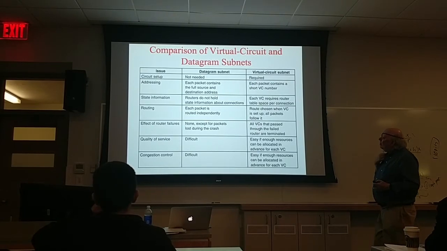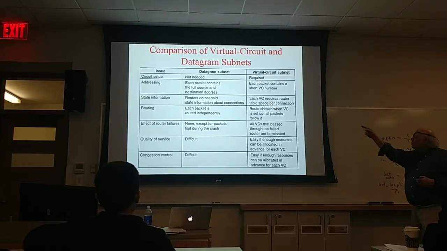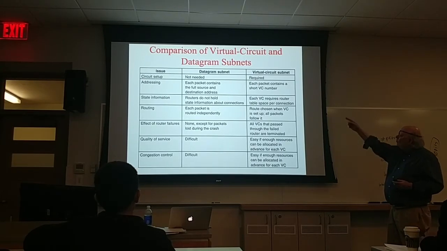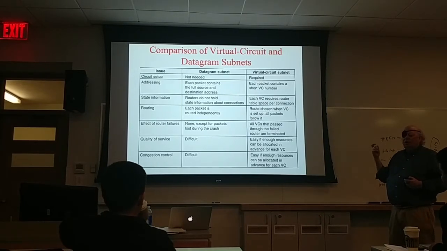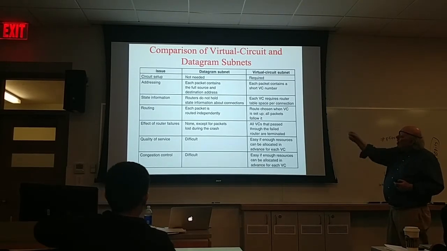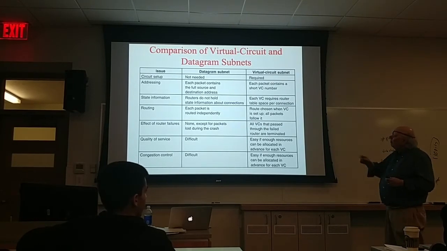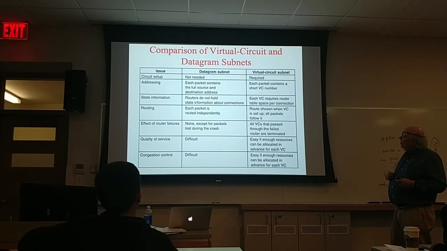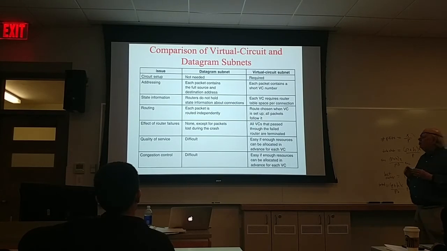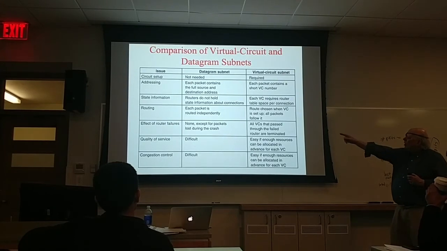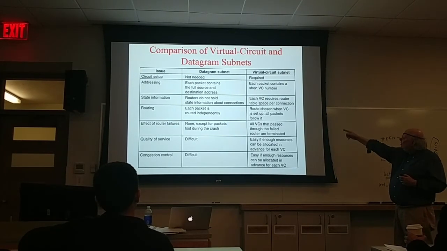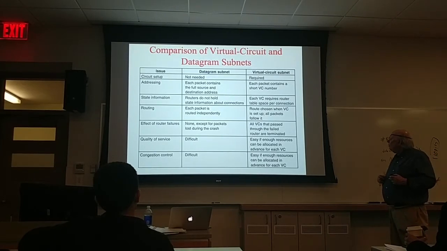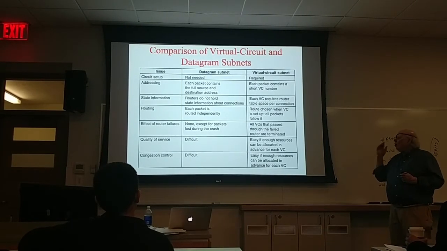Now, this is Tanenbaum's comparison of the two. For addressing, with datagrams each packet has a full source and destination address. In virtual circuit, each packet contains a short virtual circuit number; in fact, it's flipped at every hop. State information: with datagrams, routers do not hold state information about connections. We'll come back to that. With virtual circuits, each VC requires router table space per connection. Routing: with datagrams, each packet is routed independently. In circuit switching, the route is chosen when the virtual circuit is set up, and all packets follow that path.